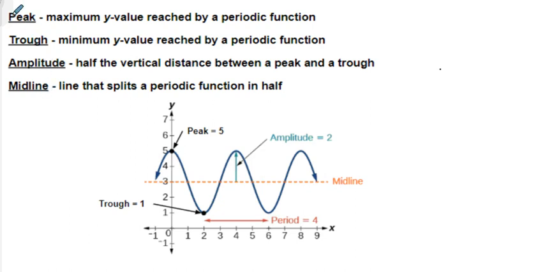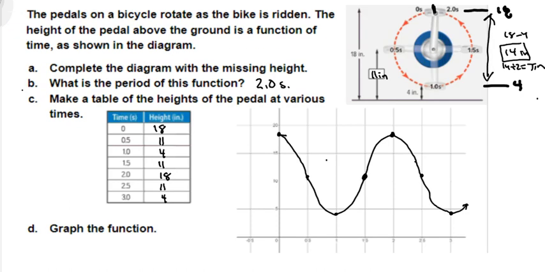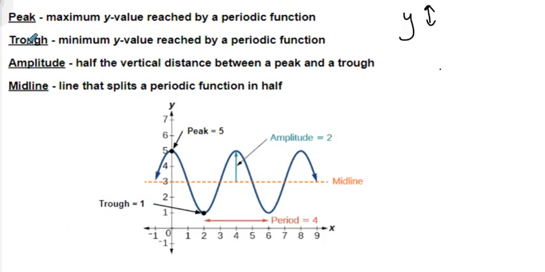Now, most of you are probably familiar with what the word peak means. Peak means it's the top height of something. So this is always the maximum y value. Remember, y represents your up and down. That's your vertical distance. So it's the maximum y value reached by a periodic function. In that one, that would have been 18, right up there.